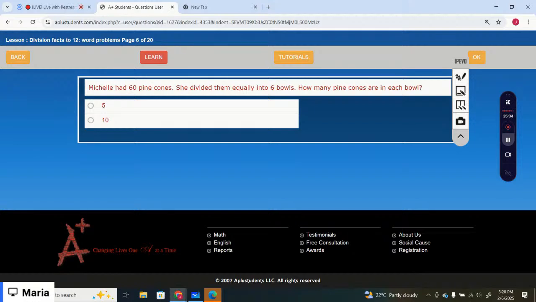The correct option is, very good. You have to divide 60 by 6, so 6 times 10 is 60. Option number 2 is the correct option.